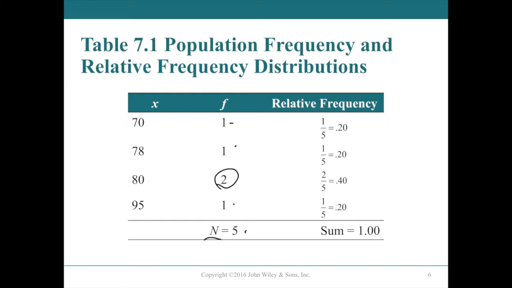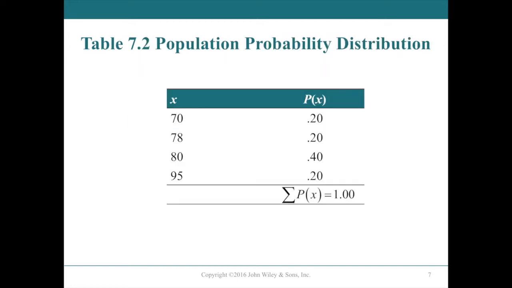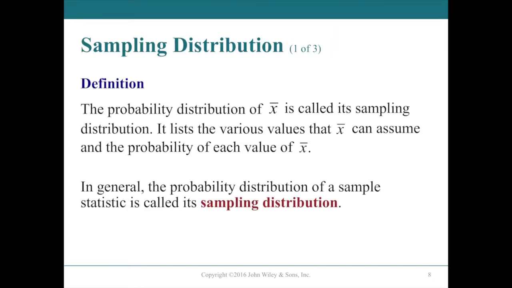So each one of these scores, well, many of these scores showed up 1 time out of 5. So relative frequency, which is a proportion, is 0.20 for 70, 78, and 95, but 0.40 for the 80 because there were 2 out of 5 there. And obviously the sum adds up to 1. And here's the table. Basically the same thing we just looked at, except a little bit more concise. And I wouldn't say this is earth-shattering. There's not very much here yet.